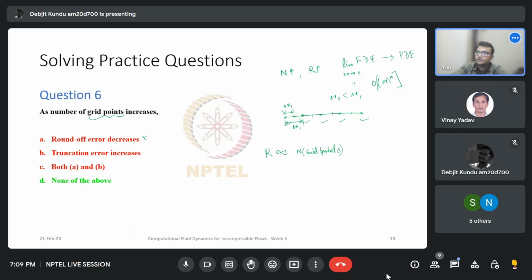So this is the truncation error which is related to this. This also decreases. So if I'm increasing my grid points, what is happening to my truncation error? It is decreasing. So this second option is incorrect as well. And both A and B would naturally be incorrect. So none of the above would be the correct answer.